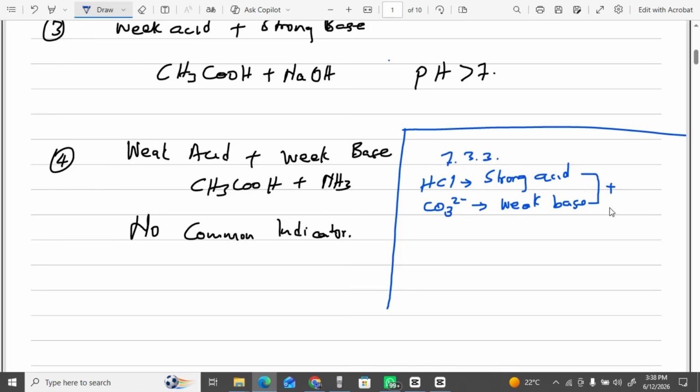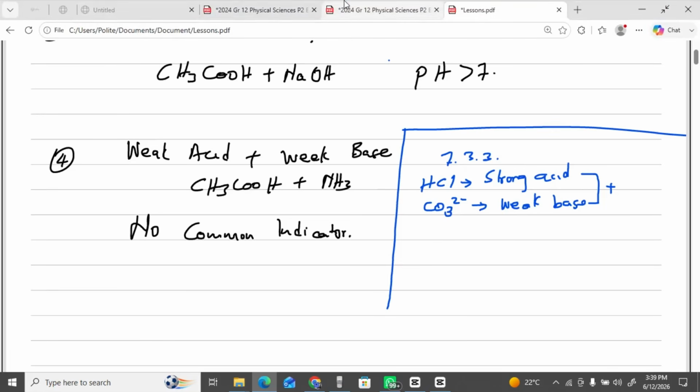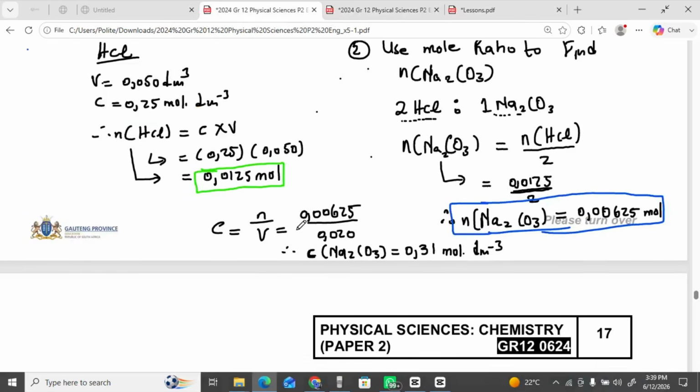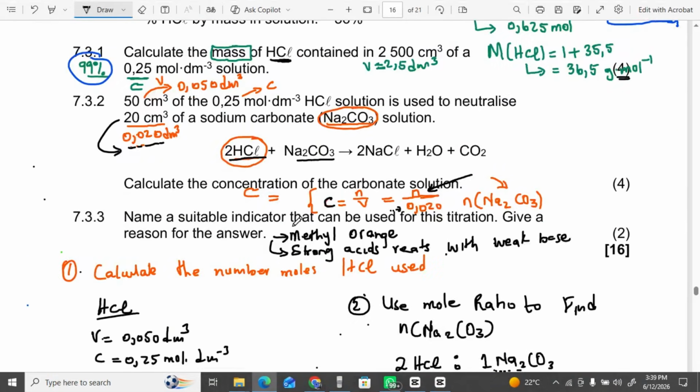This one gives us methyl orange. The reason is that, remember, the endpoint lies in the acidic region, and methyl orange is going to change color in the acidic pH range. And that's it for this one. So this is just a quick shortcut for how to answer that question. I hope you guys had so much fun on this one. This was a very nice question. This question was very friendly, easy 16 marks.